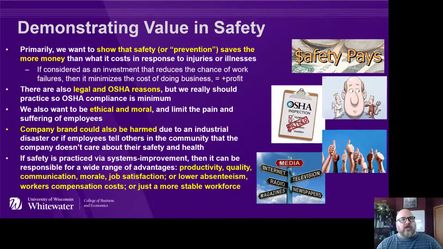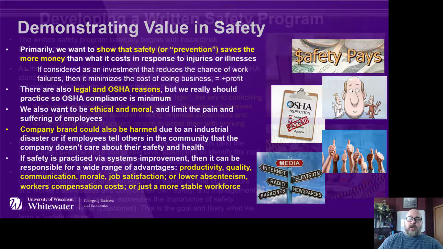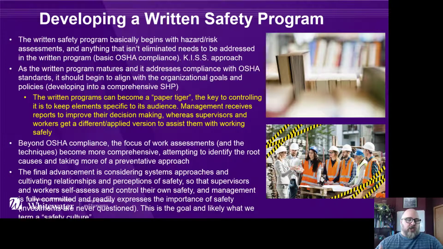There are a lot of ways to show how the pursuit of understanding what to do so that a worker can get their job done safely and elicit satisfaction from it, that the company does better. And we just have to be really creative on how we go out there and develop that picture and present it to management. So the written program is meant to, I put on here, keep it simple.